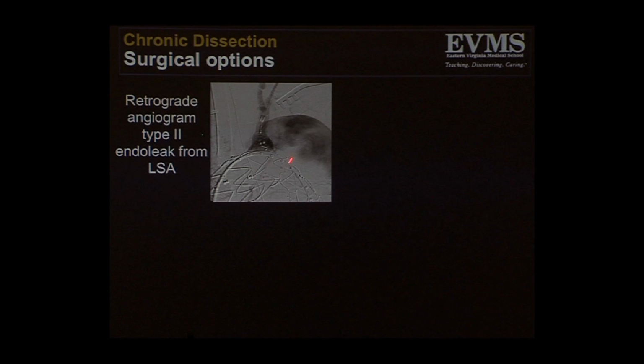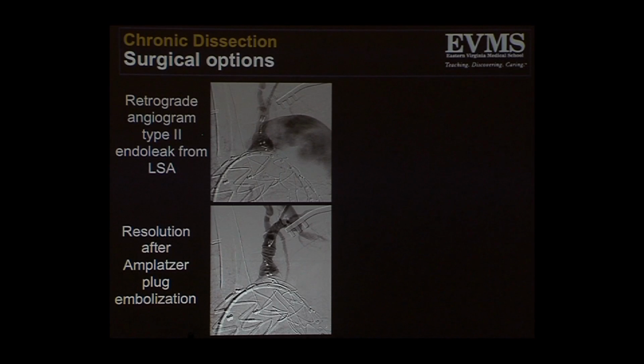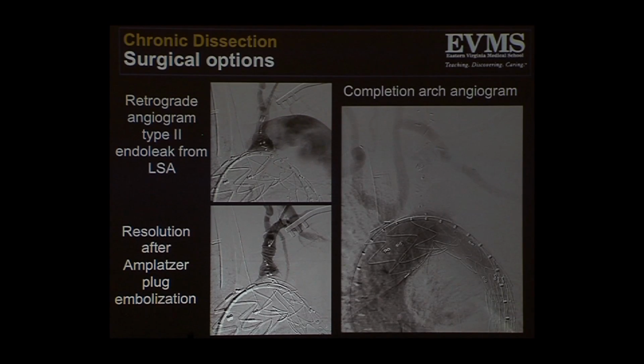This is the proof of that here. So we have a retrograde brachial approach here, showing that we do have a large type 2 endoleak from the left subclavian artery. We take care of this by putting in an Amplatzer plug and embolizing it. And this is the completion arch angiogram. So we have a great seal at this level.